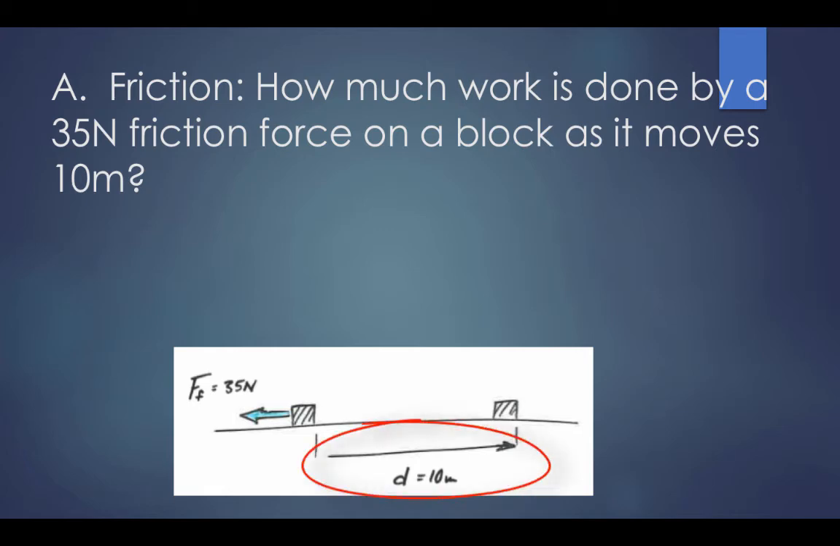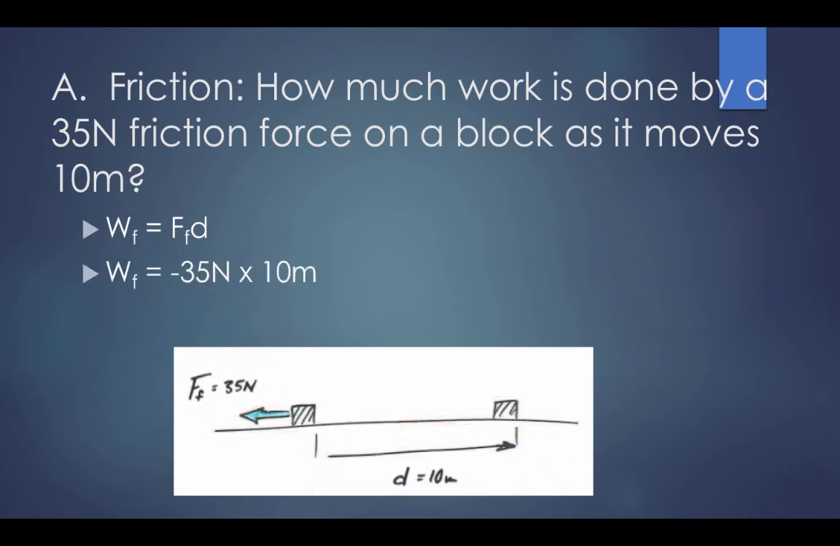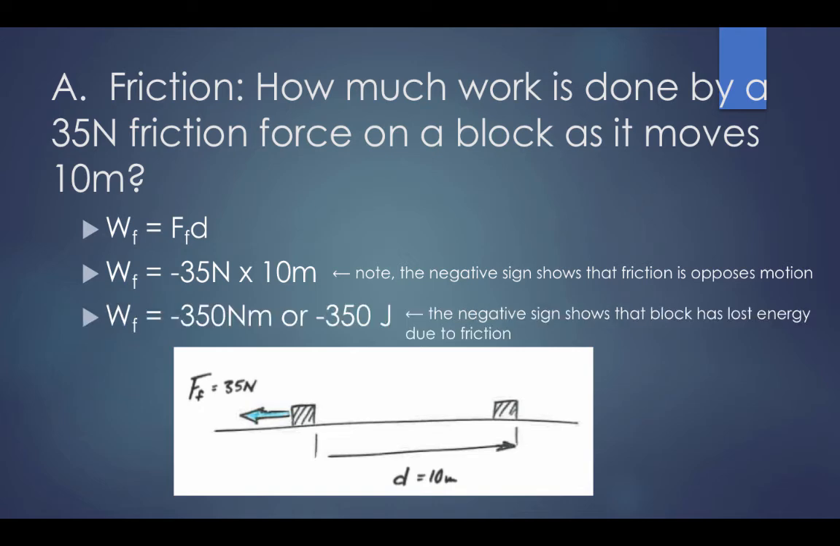The object displaces to the right, friction force works to the left. Work by friction force equals the force friction times displacement. Work by friction is negative 35 times 10. Note the negative sign that shows the friction is opposing motion. Work by friction is negative 350 Newton meters, or equally negative 350 joules. The negative sign shows that the block has lost energy due to friction that could have been used to accelerate it.